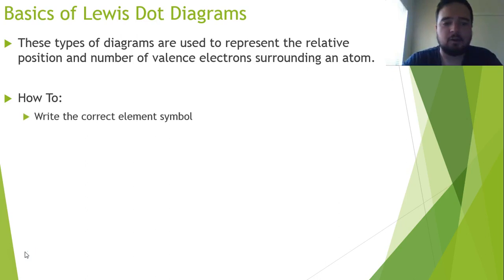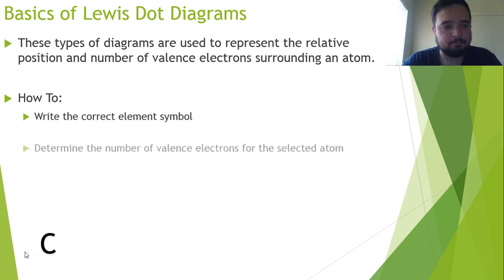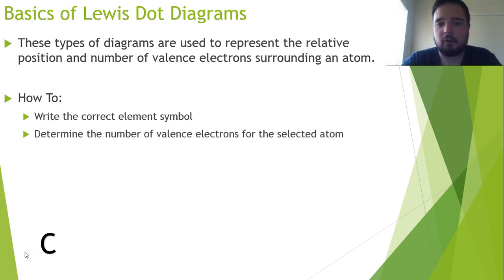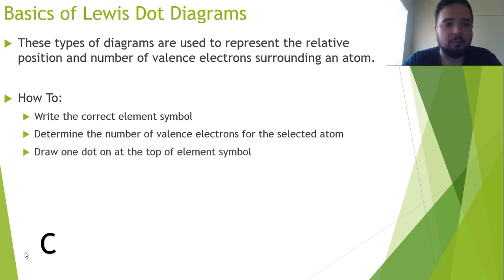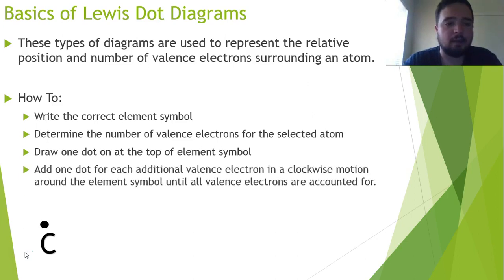So the first thing you need to do is write the correct element symbol. In this case, I'm just going to use carbon. And then we determine the number of valence electrons for the selected atom. Well, we know carbon is in group 4 of the representative elements, therefore it has 4 valence electrons. For each valence electron, we draw one dot and we start at the top of the element symbol. So I'll draw the first one, and then for each additional valence electron after that, I will draw one additional dot in a clockwise motion until all the valence electrons are accounted for. So there's the second one, third one, and fourth one.